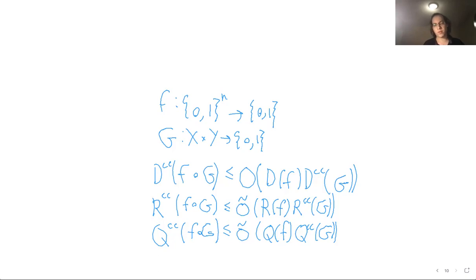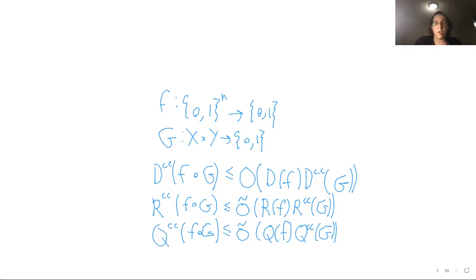Okay, but still, ignoring log n factors, we do get the simulation to work, and we get that the quantum communication complexity of F composed G, with or without shared entanglement, I think, is at most Q(F) times QCC(G) plus log factors. Okay, so this gives us the upper bound.